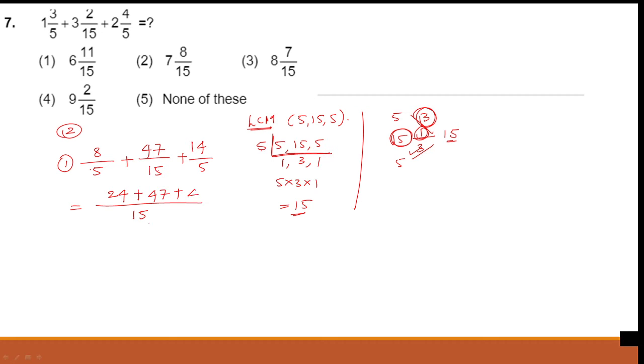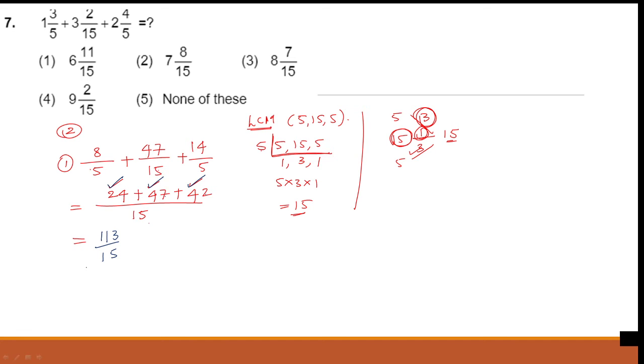3 14s are 42. So now what is 24 plus 47 plus 42? 40 plus 20. Okay, we'll take like this: 40, 40 and 20. I'll use a different color. So here is the 20, 40 and 40. We'll get 100. And after that 2 plus 7, 9. 9 plus 4, 13. 100 plus 30, 113 by 15.